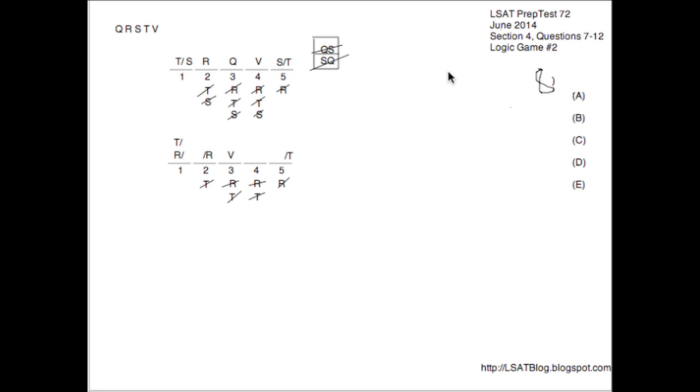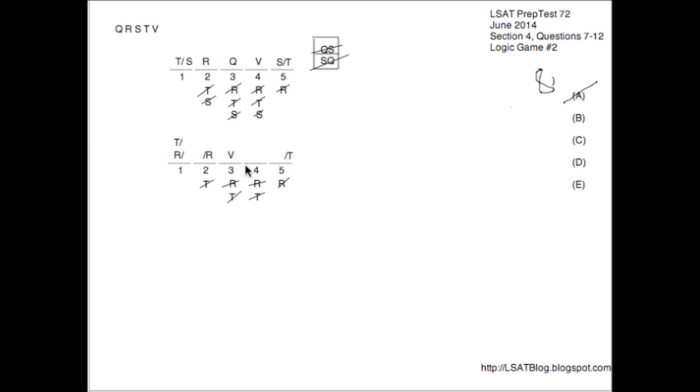Alright, so number 8 is asking us which one of the following would fully determine the diagram, leaving no ambiguity at all. So we'll just run through the choices. Q third. Well, looking over here, we still had a lot of ambiguity when Q was third. S and T were interchangeable on 1 and 5. So Q being third does not determine it fully. That's eliminated. R first. That would only happen in the bottom diagram, but even if it did, that would simply tell us R1, V3, then T5.